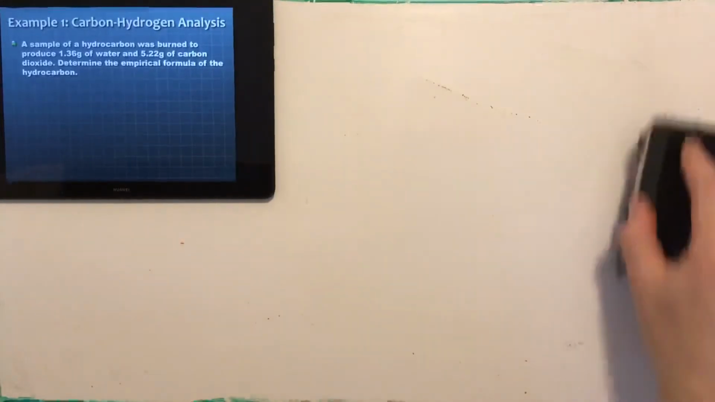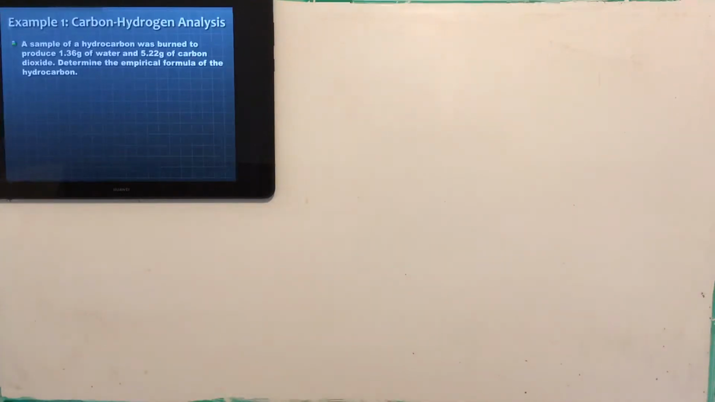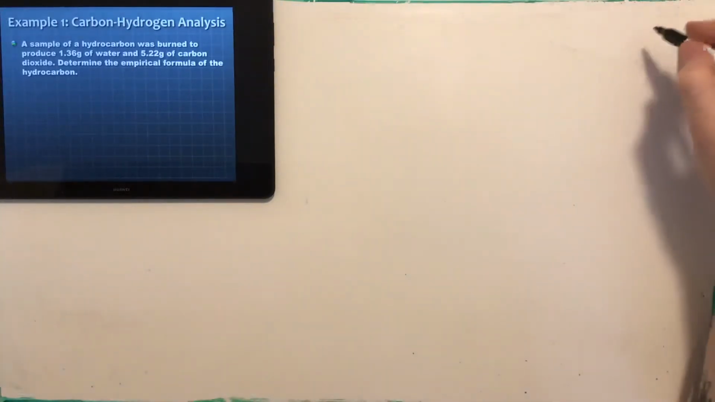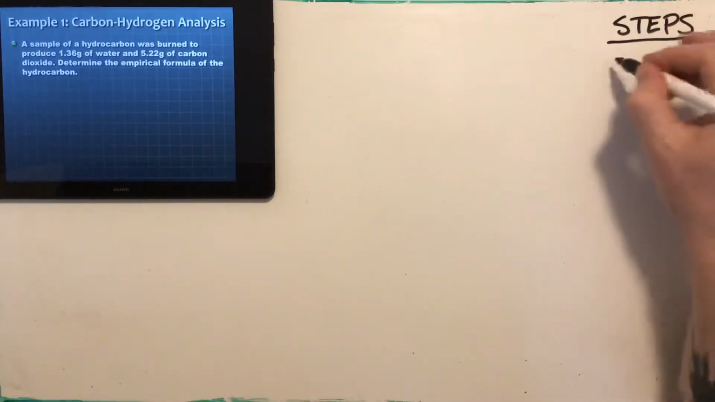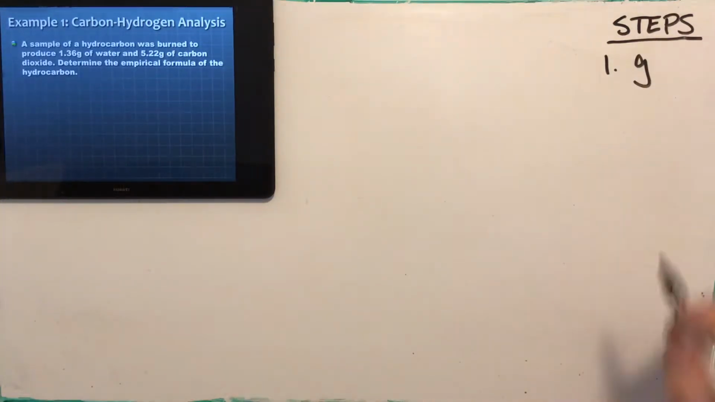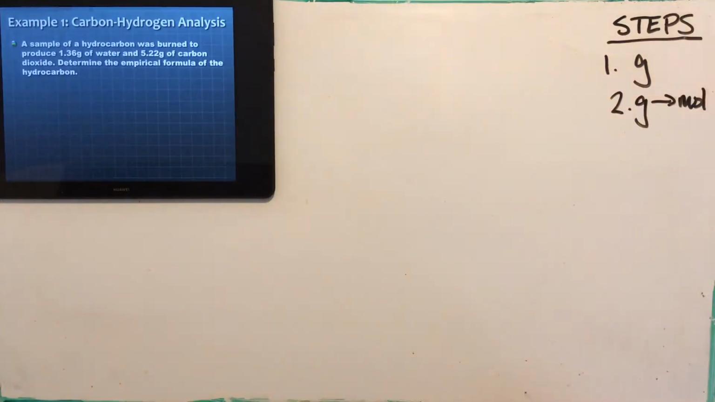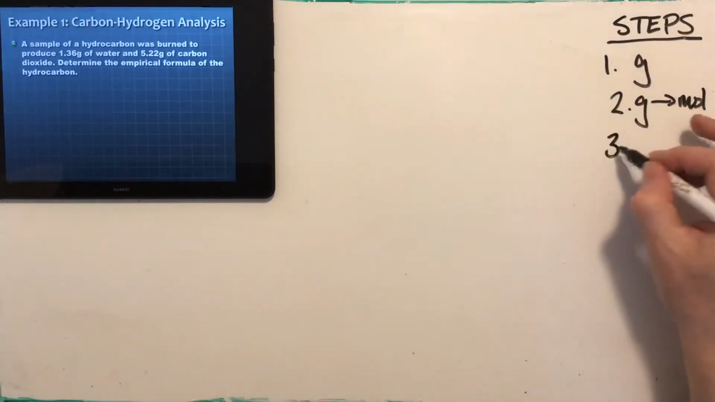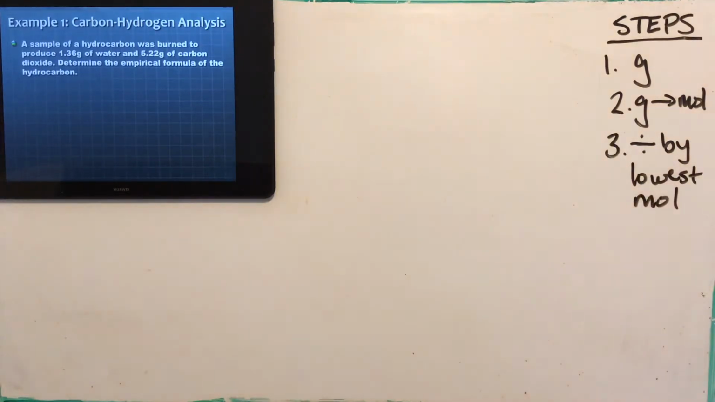So this problem is in your PowerPoint. This PowerPoint has been updated. It's on your D2L site. And again, I'm just going to write the steps here. Remember, the steps for formula determination. For each element, I need the mass. I need the grams. Then for each element, I've got to turn the grams into moles. And then I divide by the lowest moles. All right, and that will get me my formula.